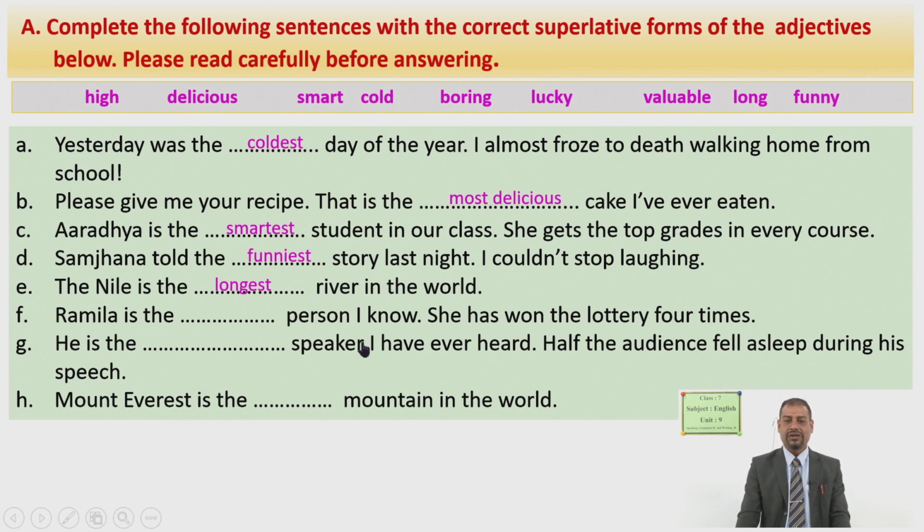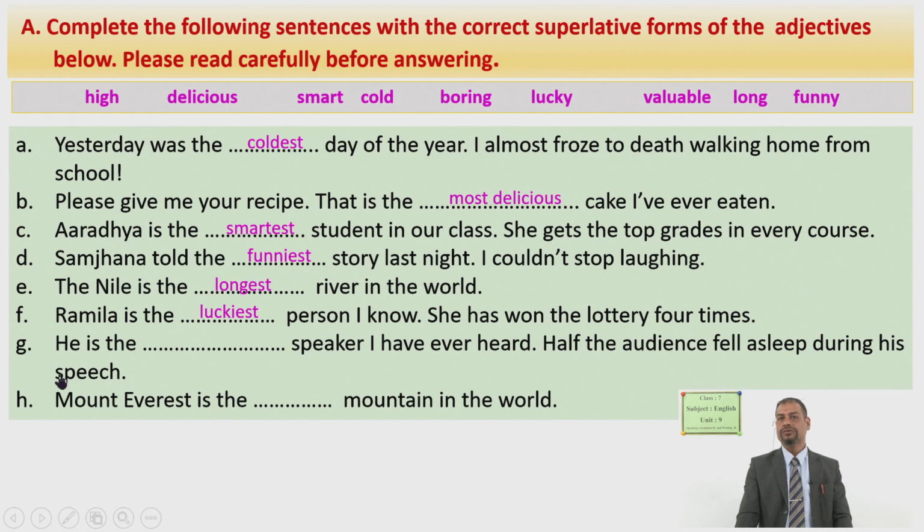Now next we have F. Ramila is the person I know. She has won the lottery 4 times. Winning lottery 4 times means that person should be. What is the correct adjective here? All right, that is lucky. Now again lucky, 2 syllables, okay? So what is the superlative form? More lucky or luckiest? Can you tell me? Now all of you tell me loudly. I want to hear you. Good job. That is the luckiest person I know.